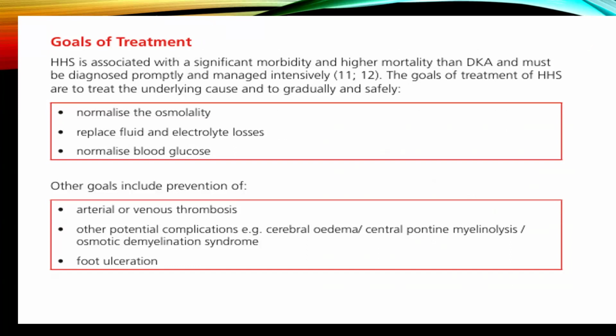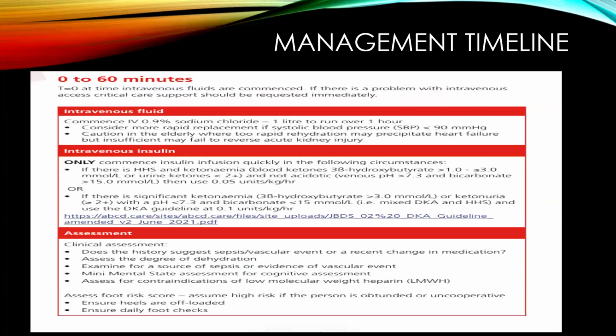The goals of treatment of HHS are to treat the underlying cause and to correct the abnormalities gradually and safely. The first is to normalize osmolality, replace fluid and electrolyte losses, and normalize blood glucose. The other goals include preventing arterial and venous thrombosis and other potential complications like cerebral edema, central pontine myelinolysis, osmotic demyelination syndrome, and foot ulcerations. Now, management timeline.